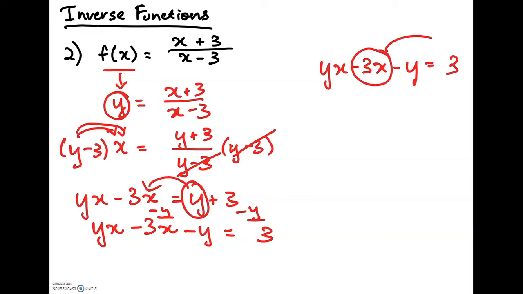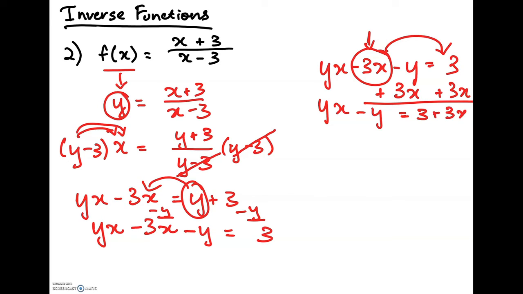Let's move this 3x to the right-hand side because we only want y terms. So we're going to add 3x to both sides, and that's how we're going to get rid of this term. Now, again, if you don't understand this very clearly, go check out my previous video on solving equations for a particular variable. So we have yx minus y equals 3 plus 3x.